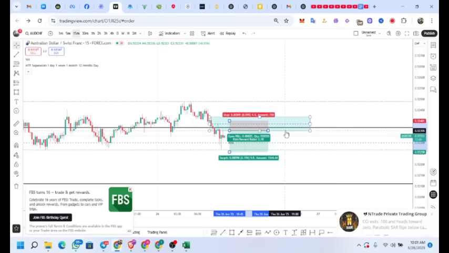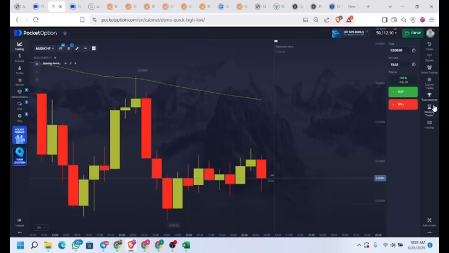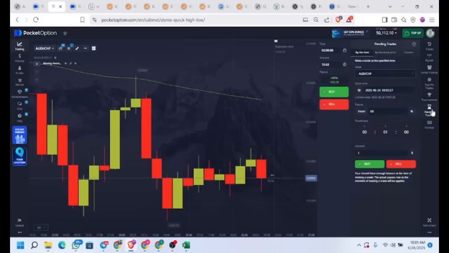So that's 05235. I'm going to go there to place my puts, using a pending order. 05235 is where I'm going to place a sell. So I'm waiting for it to retrace into that level.